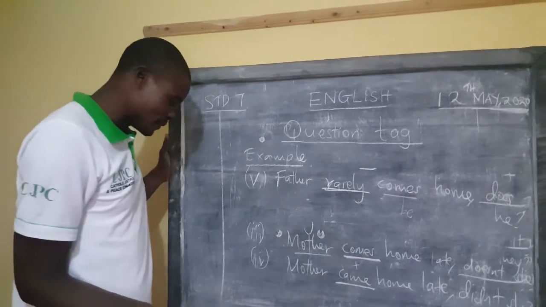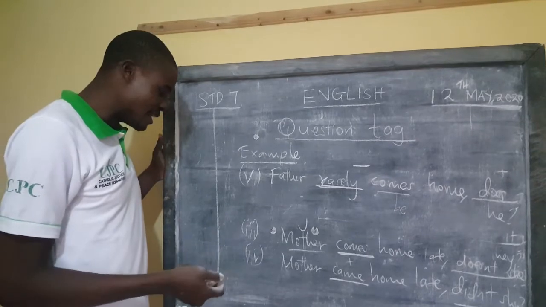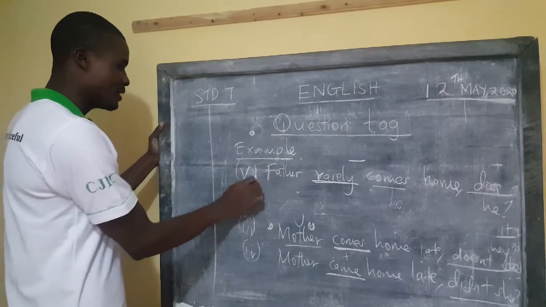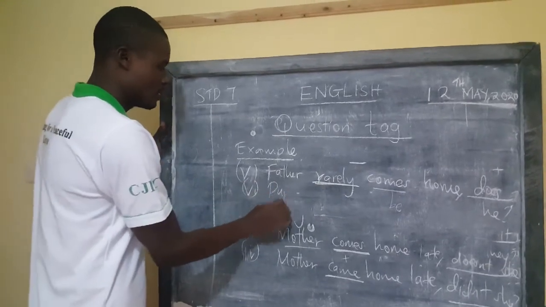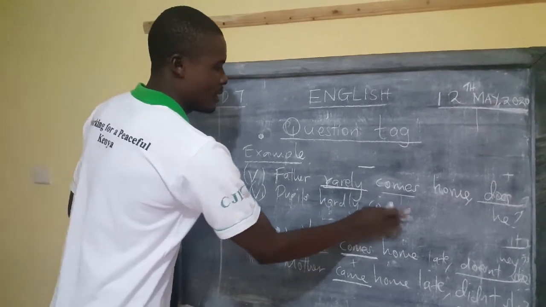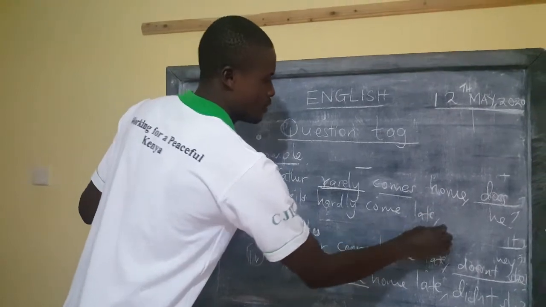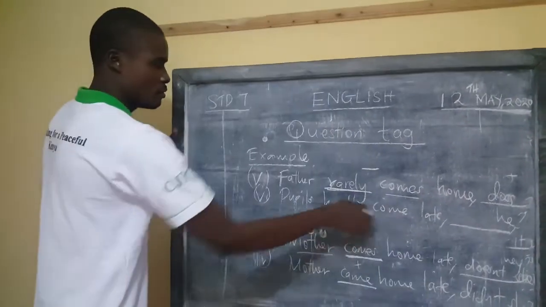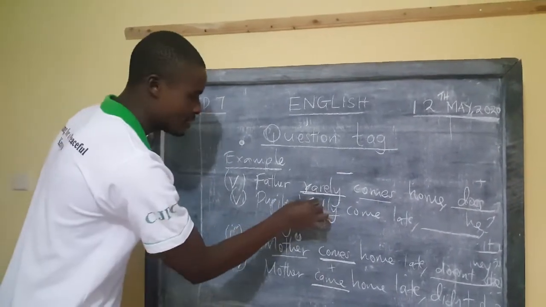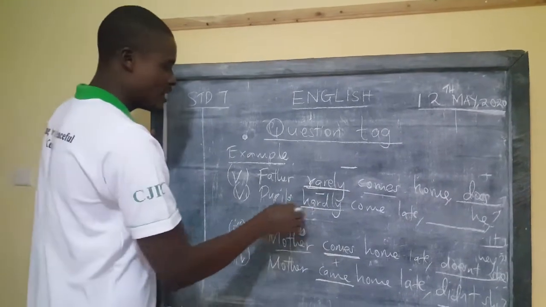You can try one. Pupils hardly come to school. Let me write it as number 6. Pupils hardly come late. We say "come" because pupils are many. So pupils hardly come to school late. You're seeing the word hardly there? This sentence is said to be in the negative. Once it's in the negative because of hardly, and we are seeing there are many here.